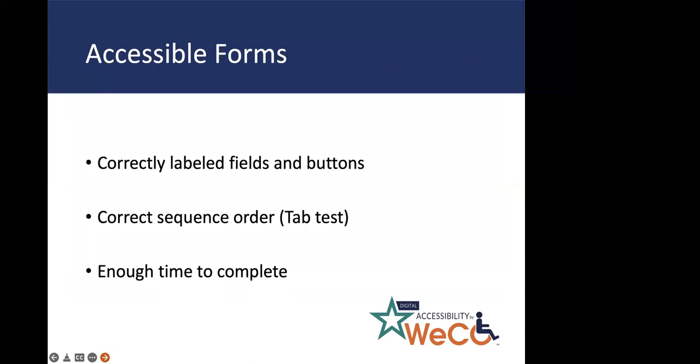Now we're going to be talking about some important items regarding the accessibility of forms. Providing a descriptive label near each form field and on buttons will ensure that users will know what input they need to provide and will know what function will take place once a button is clicked.